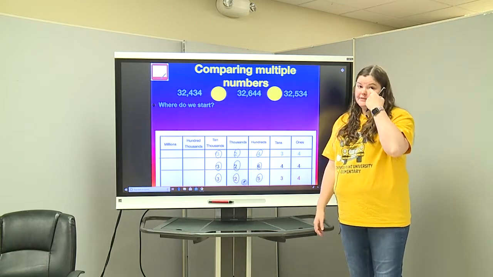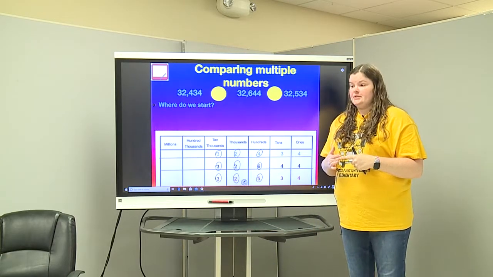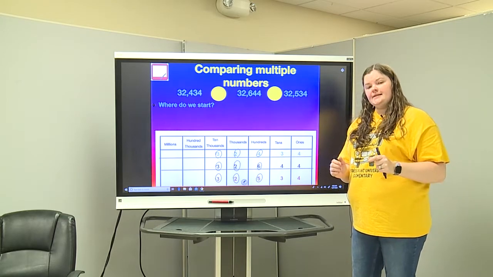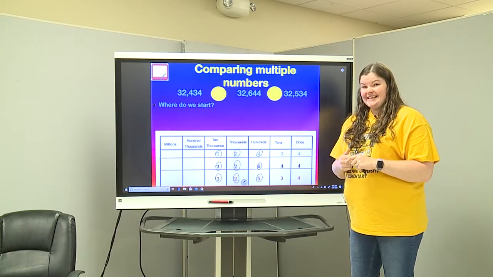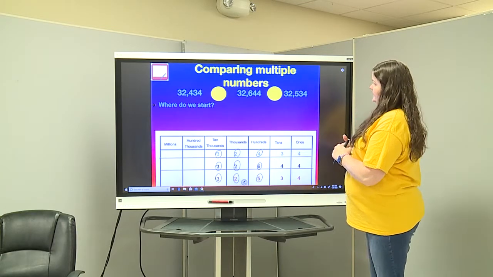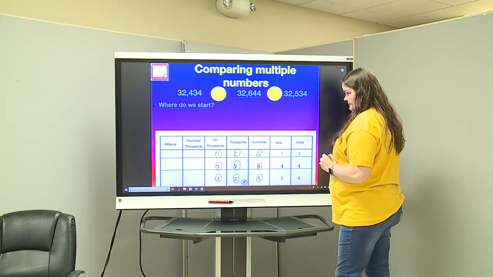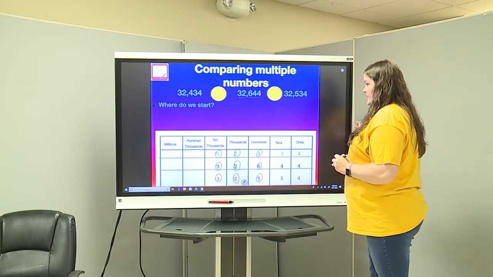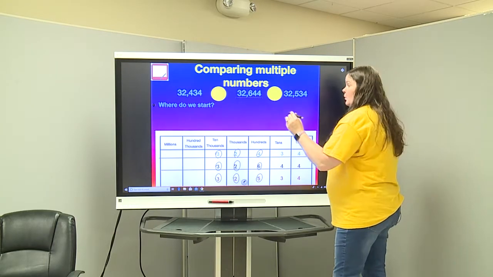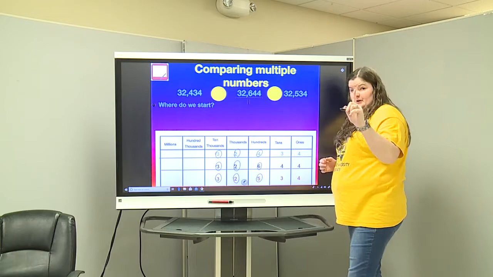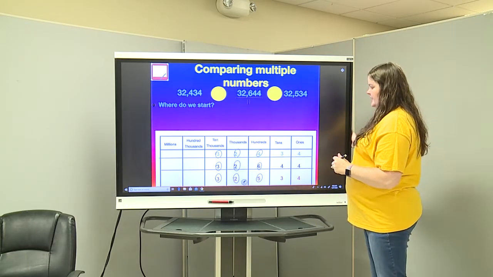Now those 3 digits are definitely different. Which one of those digits is the largest? The 4, the 6, or the 5? So the 6 is going to be the biggest number. So I see that this number is going to be the biggest right here, this 32,644. I'm just going to put a little 1 underneath that to remind me that's my first number. That's my biggest number. Now let's compare those other 2 numbers to see.